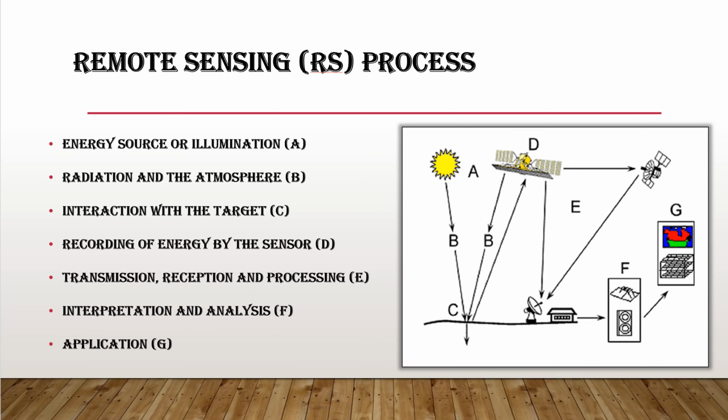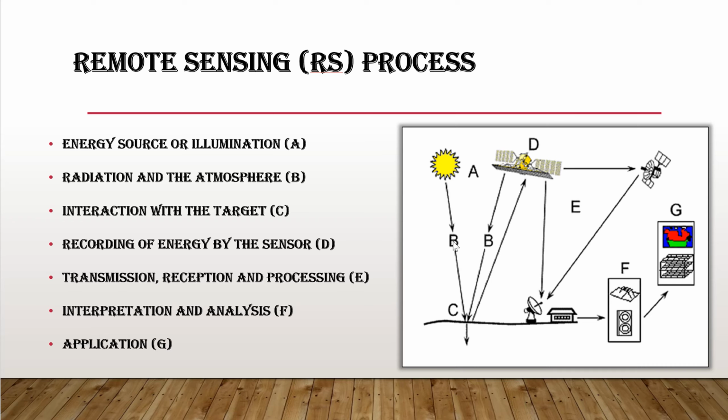Now here we will discuss the remote sensing process. In the image you can see the various elements of remote sensing, labeled A, B, C, D, E, F and G. We will see those elements one by one, which form the process of remote sensing. First of all is the energy source or illumination, that is A. The first requirement for remote sensing is to have an energy source which illuminates or provides electromagnetic energy to the target of interest.